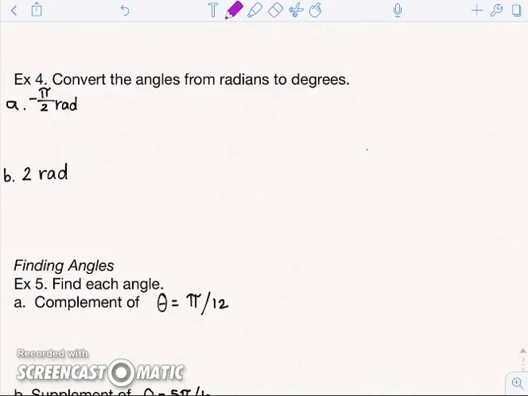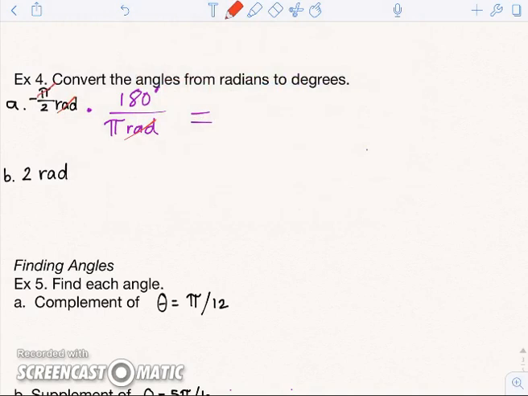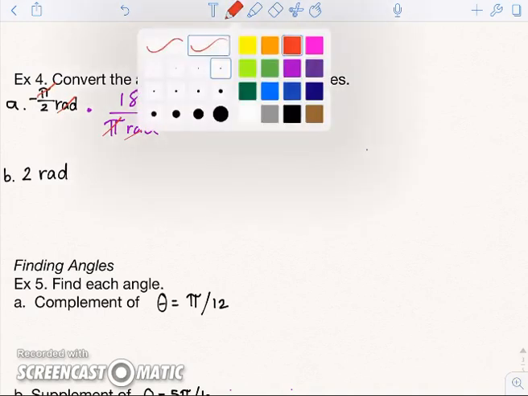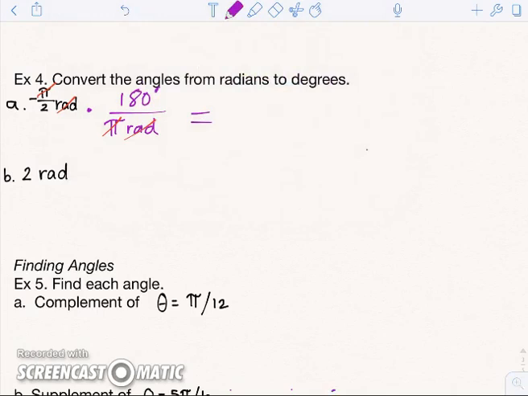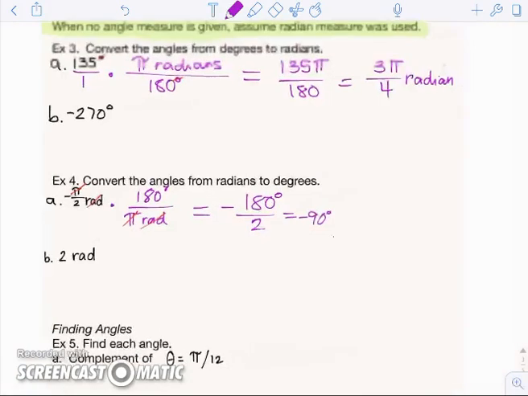So now to go the other way, I have an angle in radians, I want to go to degrees. All I do is flip that conversion factor to 180 degrees over pi radians. So I have radians, I'm going to multiply by, I'm going to keep what I want on the top. So I want to end up with degrees, so 180 degrees on the top, and then I'll put pi radians on the bottom. And when I multiply through, first of all, the radians cancel, and then also I have a pi on the top and a pi on the bottom. Those both cancel. So really what I have here is negative 180 degrees over 2, which reduces to negative 90 degrees.